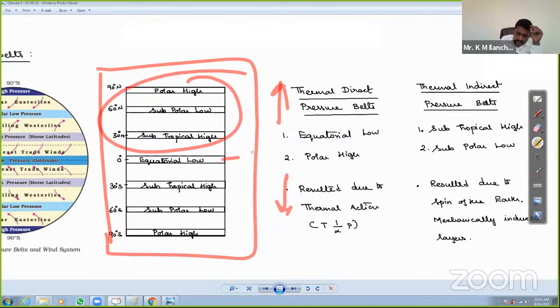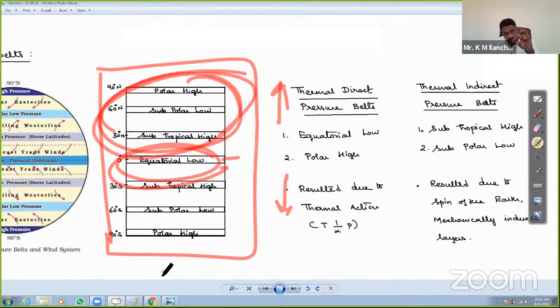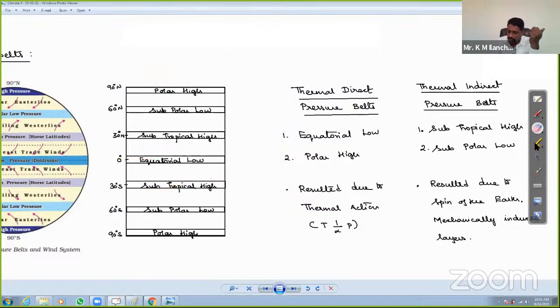So the equatorial low is going to shift between hemispheres. Every pressure belt shifts only within its hemisphere, but the equatorial low shifts between hemispheres. During summers it places itself in the northern hemisphere, and during winters in the southern hemisphere. This is another idea.